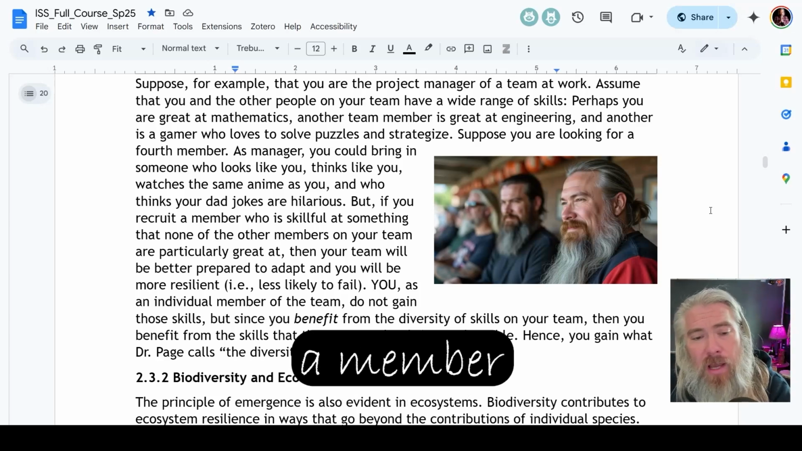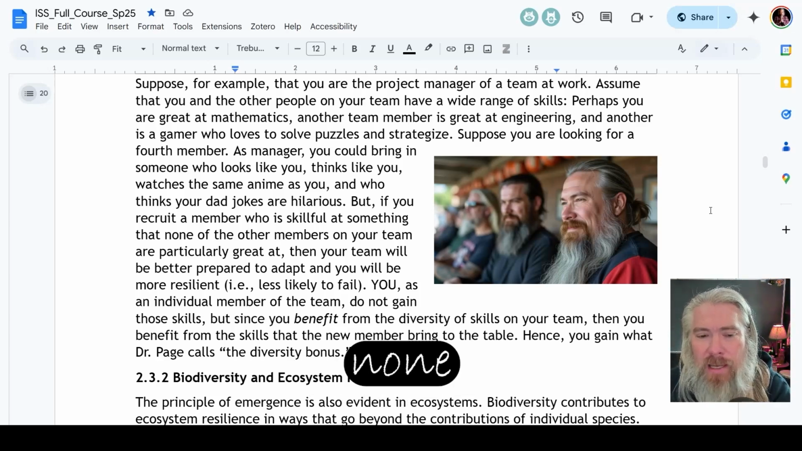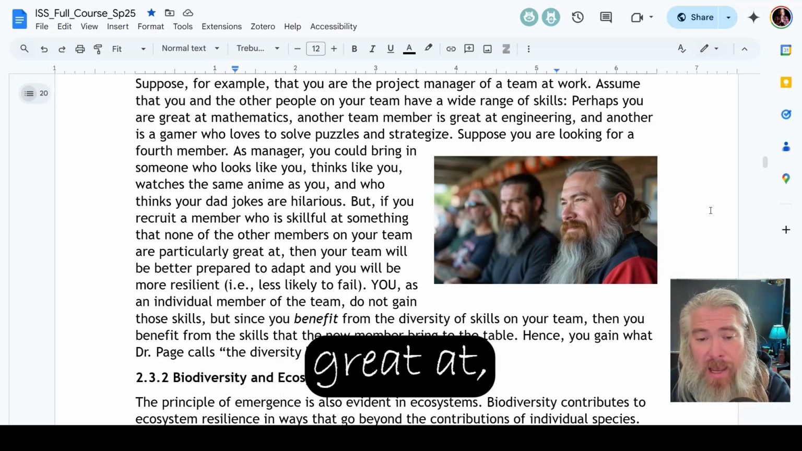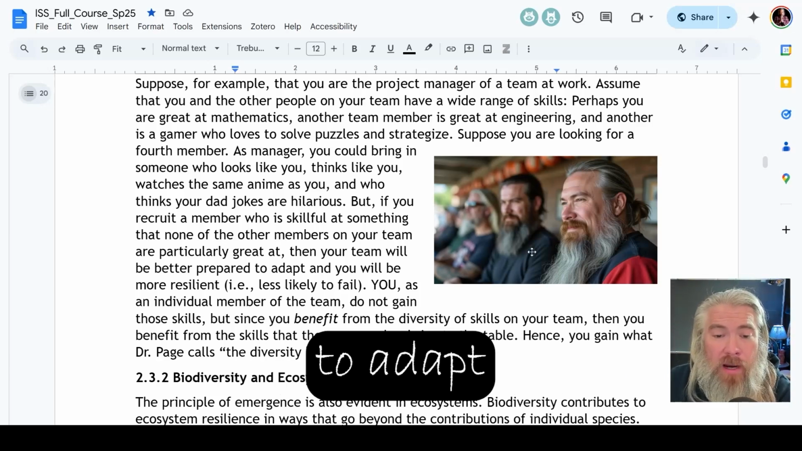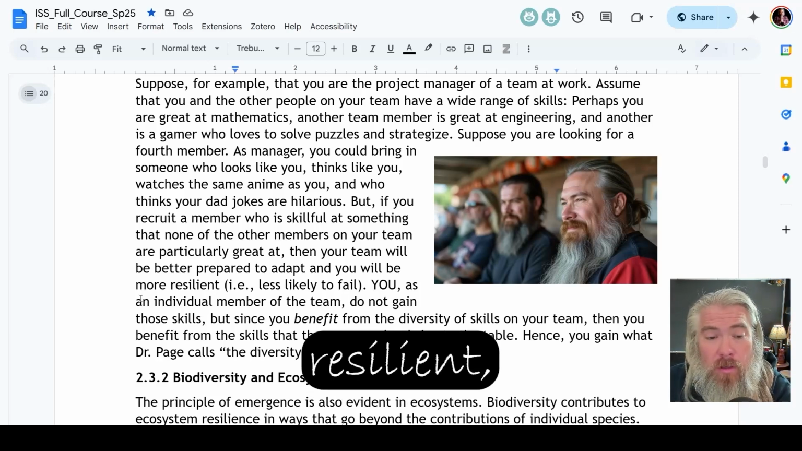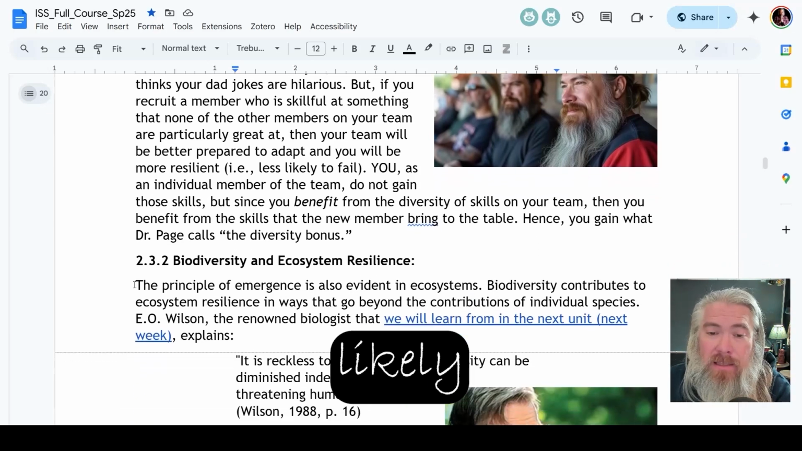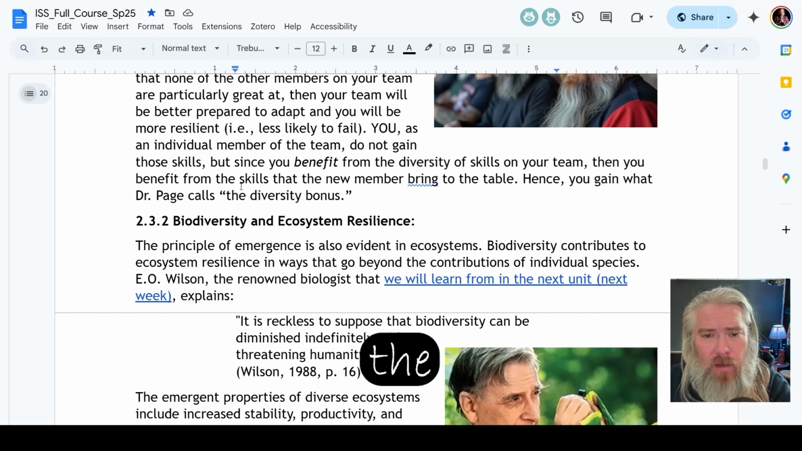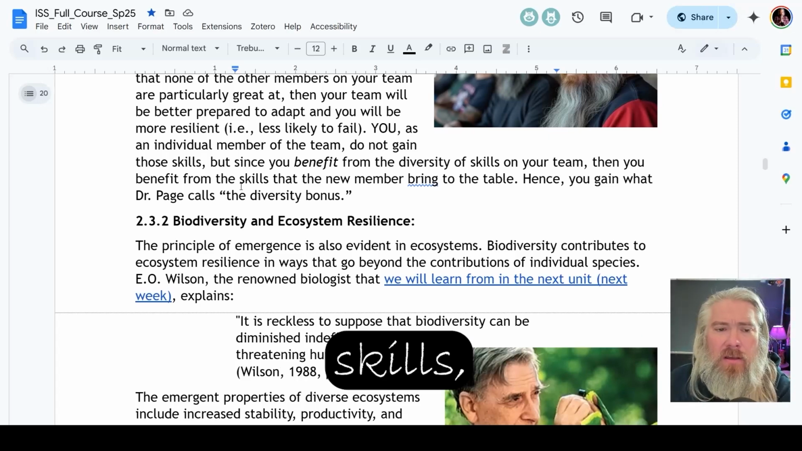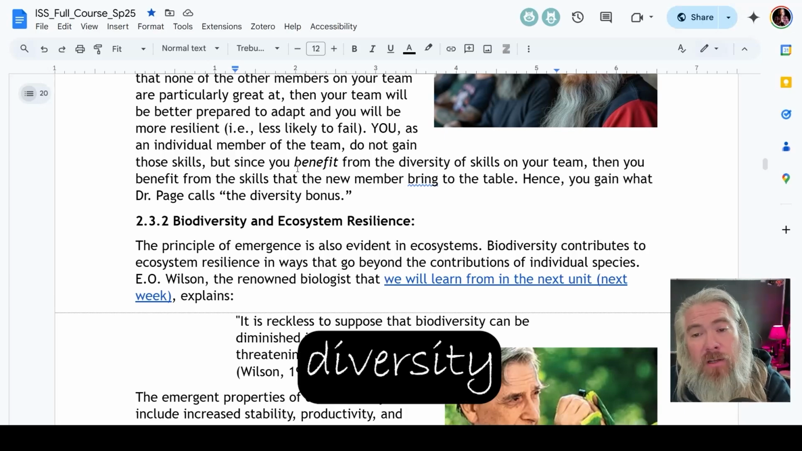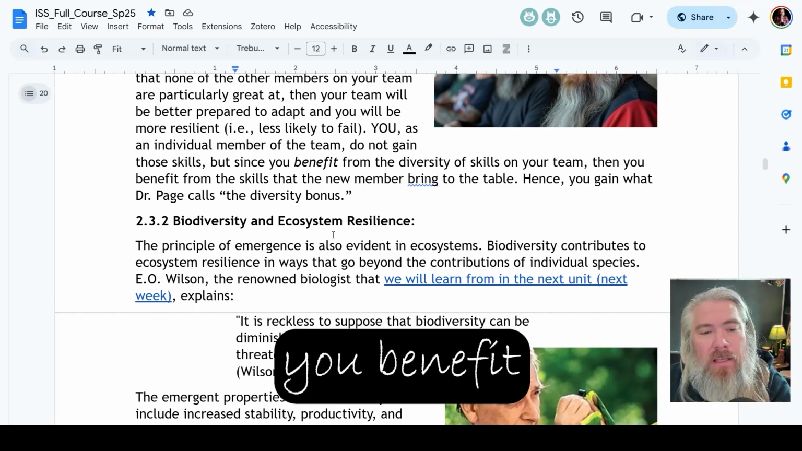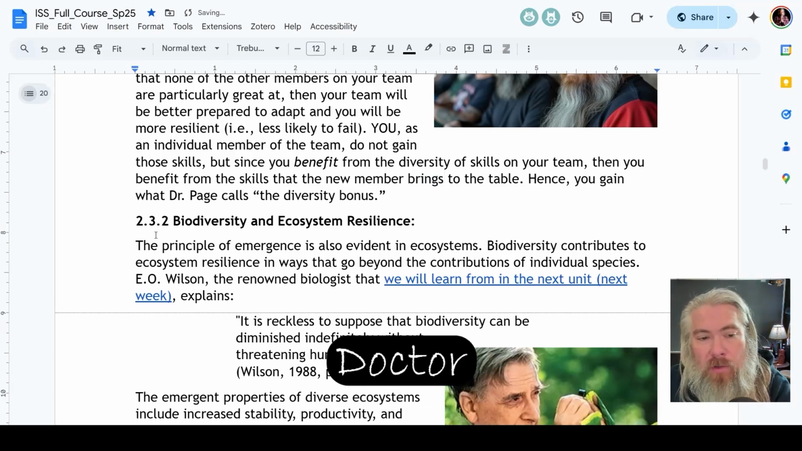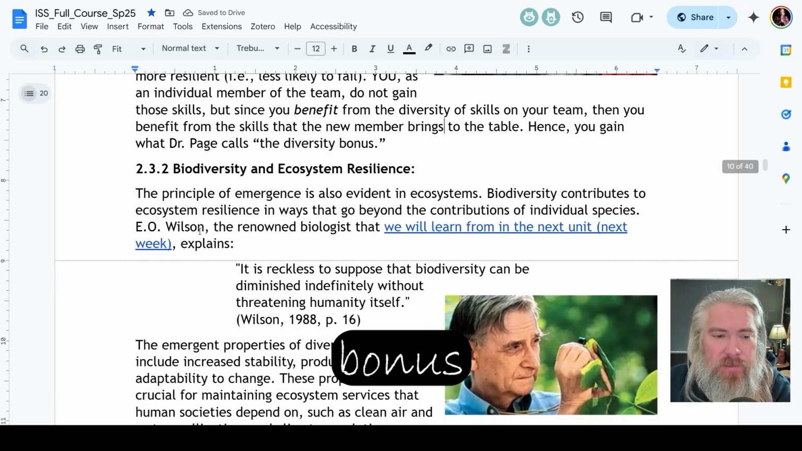But if you recruit a member who is skillful at something that none of the other team members on your team are particularly great at, then your team will be better prepared to adapt and you will be more resilient, i.e., less likely to fail. You, as an individual member of the team, do not gain those skills, but since you benefit from the diversity of skills on your team, then you benefit from the skills that the new team member brings to the table. Hence, you gain what Dr. Page calls the diversity bonus.